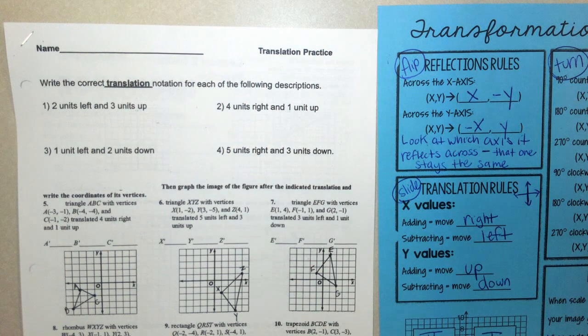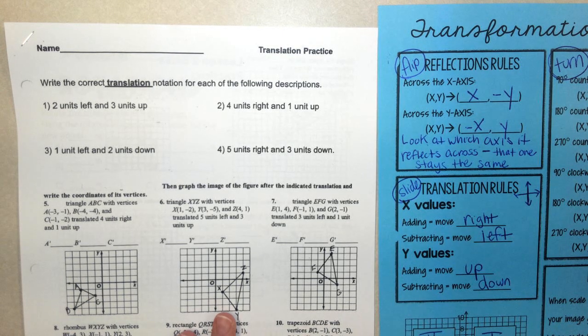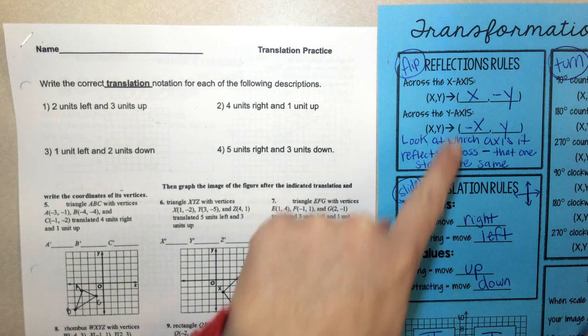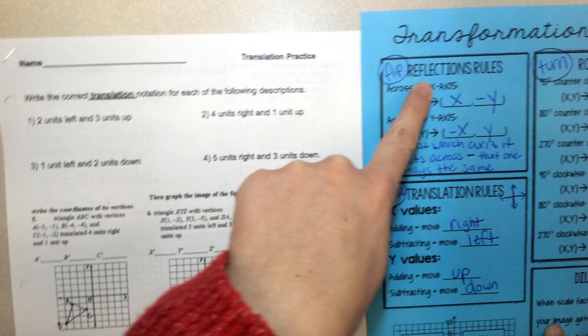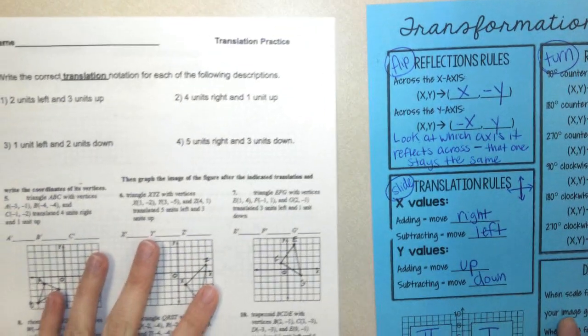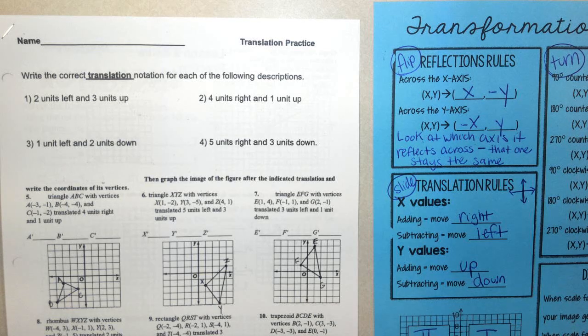Okay, so the next thing that you are going to work on is this packet to review all 3 transformations that we've discussed so far. So far we've talked about translations, reflections, and rotations. Okay, and a lot of these you did really well with as we went through them for the lessons.